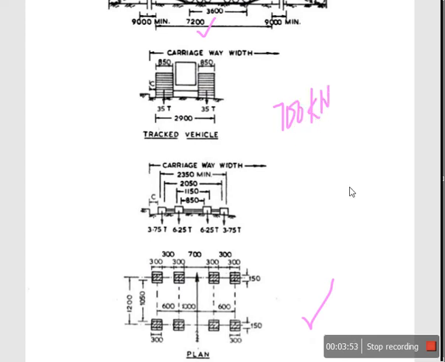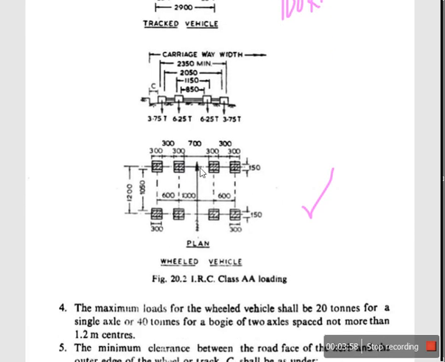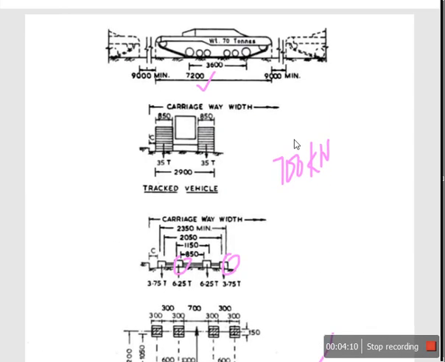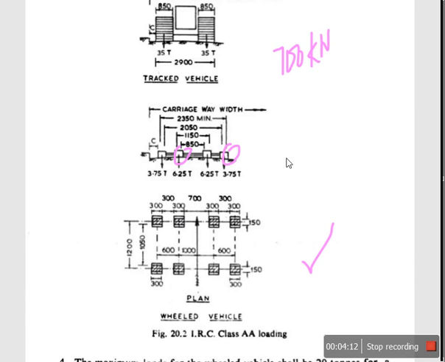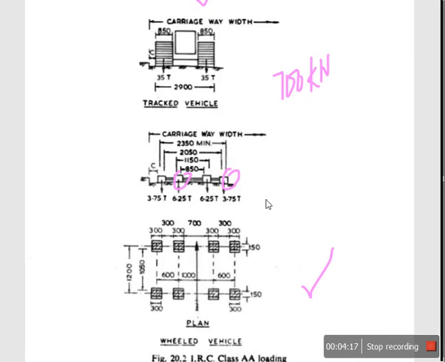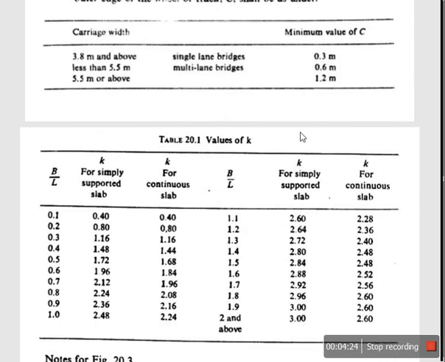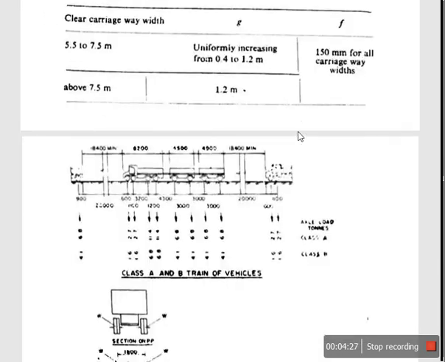Besides the tracked vehicle, we also have wheel loading, a series of train loads, each of a different magnitude. The inner wheel loading is 6.25 tons and the outer wheel loading is 3.75 tons. We analyze the bridge section with suitable proportions under these two loadings, then calculate the maximum bending moments and shear forces, and then detail the cross section. So let us go into the problem.